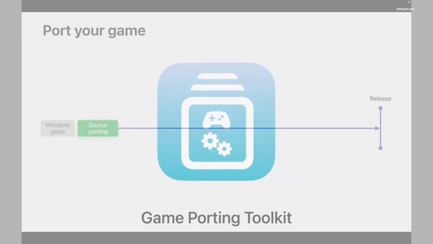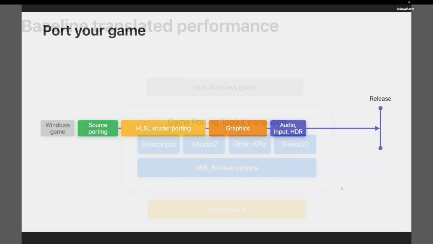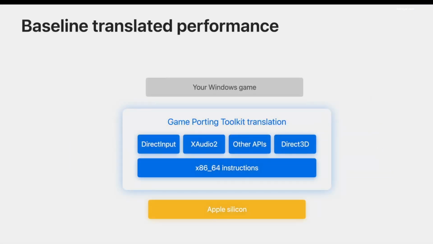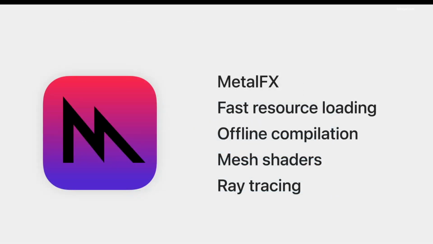Now, Metal 3 provides this toolkit to make it even easier for developers to port their games from other platforms. The Game Porting Toolkit enables developers to quickly evaluate just how well their game could run on a Mac. It dramatically simplifies the process of converting the game shaders and graphics code to take the full advantage of the powerful features and performance of Apple Silicon.